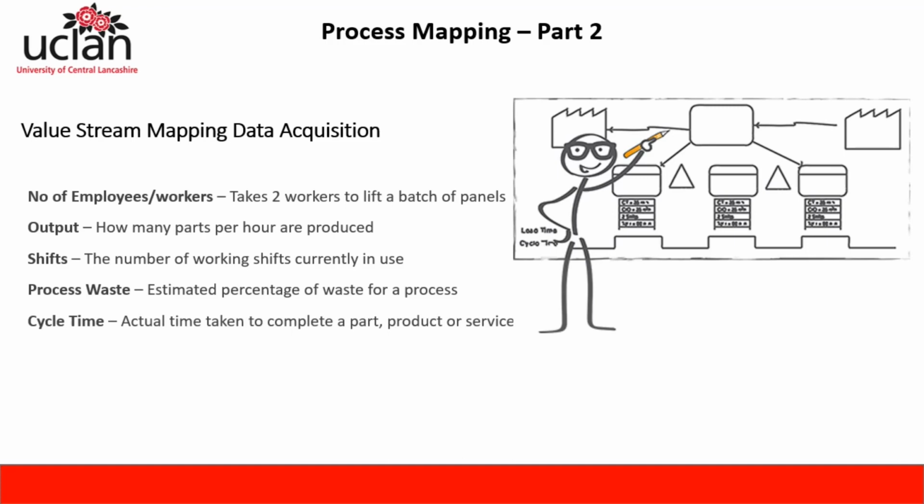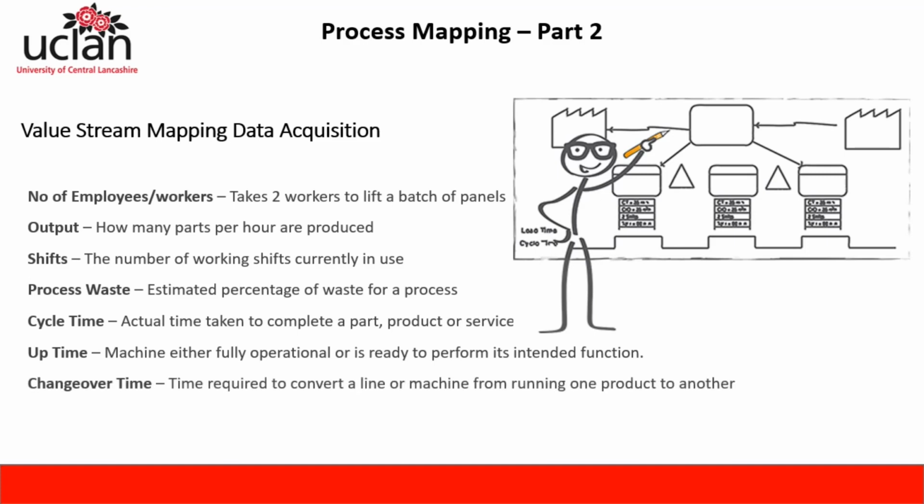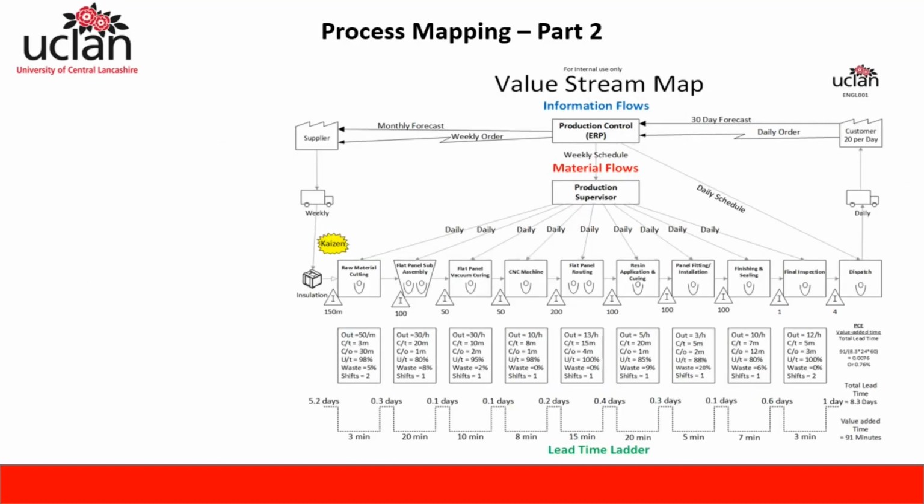The cycle time, this is the actual time taken to complete a part, product or service. Uptime, machine either fully operational or is ready to perform its intended function. Changeover time, the time required to convert a line or a machine from running one product into another. So after we've documented the process using the previously explained current state activity maps and flowcharts, we can combine these into a more complete and easy to understand value stream map, which represents the current state of production before any improvements have been made.